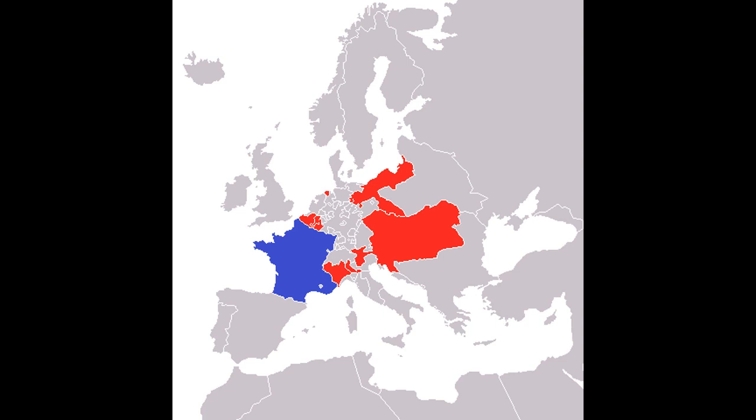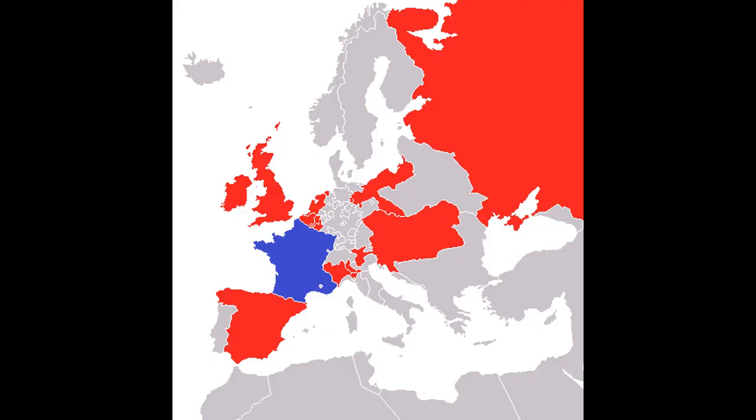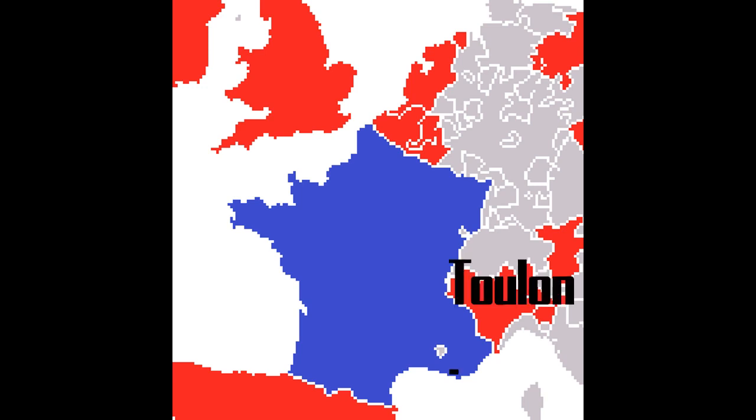In 1793, both the Queen and King of France were executed by guillotine, causing the coalition to be joined by even more European countries. That same year, revolts happened around the country, including one in Toulon, interestingly with help from the British.